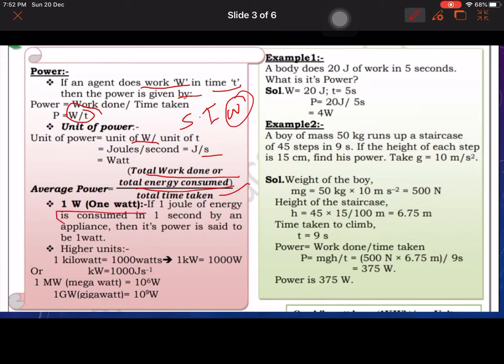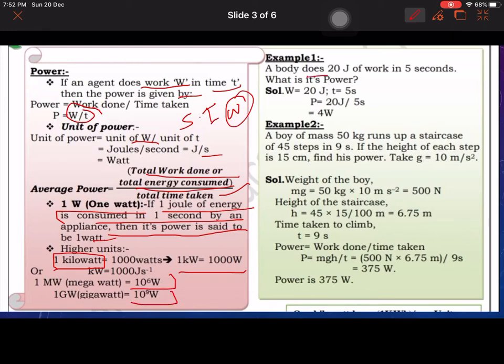1 watt can be defined as: if 1 joule of energy is consumed in 1 second by an appliance, then its power is said to be 1 watt. Higher units we measure in kilowatt, that is 1000 watts, or megawatt, that is 10 raised to power 6, or gigawatt, that is 10 raised to power 9.